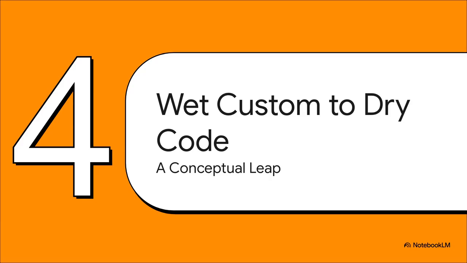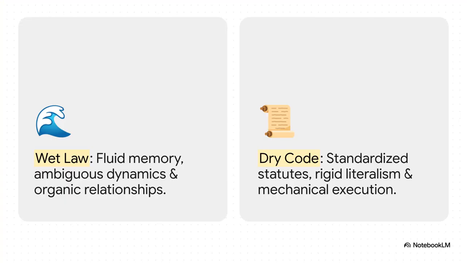Section 4. Wet custom to dry code. So the really crucial point here is that this new obsession with exact text created a massive conceptual leap. We moved away from wet law, fluid human memory, ambiguous social dynamics, and organic community relationships, and transitioned into dry code. Print gave us standardized statutes, rigid textual literalism, and mechanical execution. The law was no longer about soft social dynamics. It was newly engineered to be highly pedantic and precise.